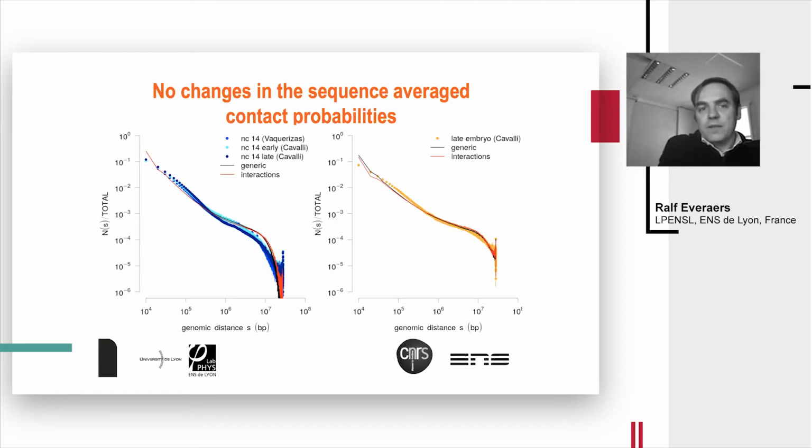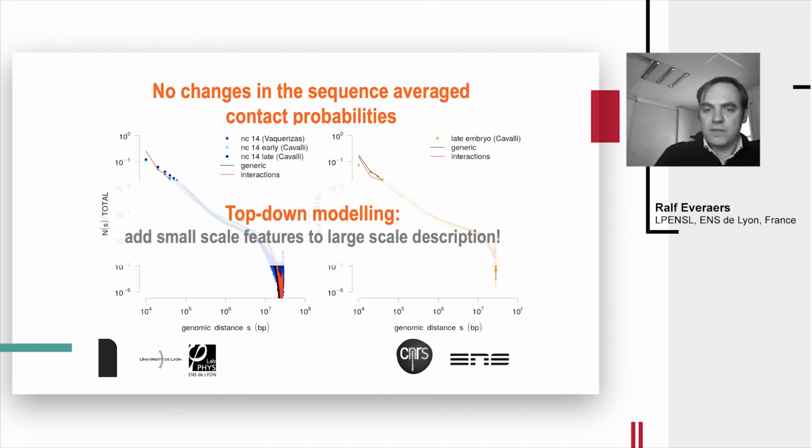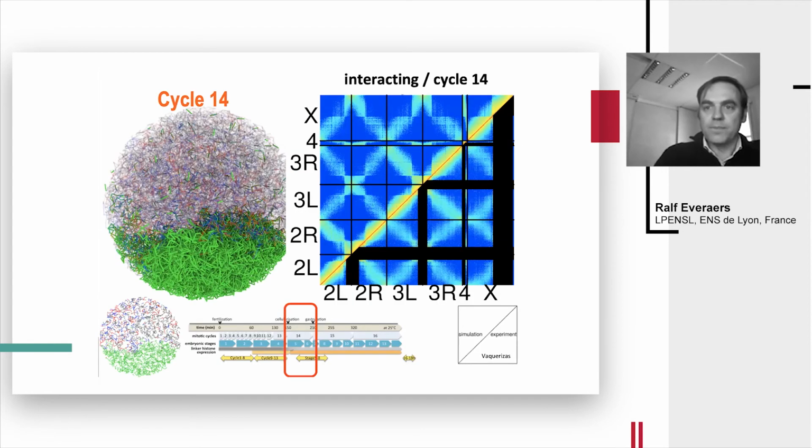Okay, so first thing is, again, I look at these intra-arm sequence average contact probabilities. Now if you look at the black curve and the red curve, you just don't see any difference whatsoever. So switching on these interactions didn't change anything. And that's a good message for me because that's very good agreement with this philosophy of saying, well, we should pursue this kind of top-down modeling where we add small-scale features to a large-scale description. And of course, that only makes sense if after you add the small-scale features, the large scales don't change so much. So that seems to be the case.